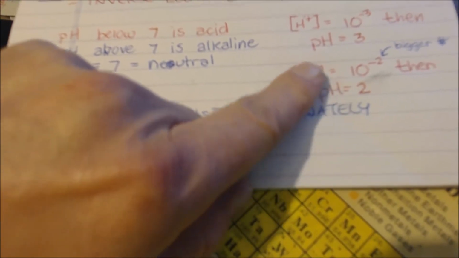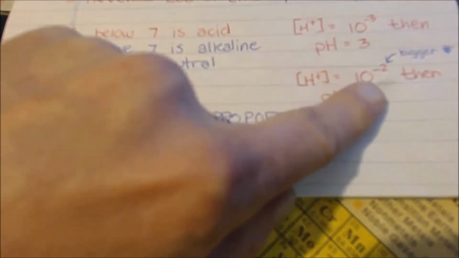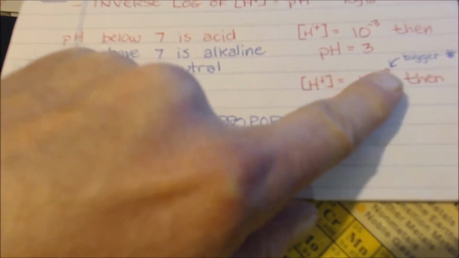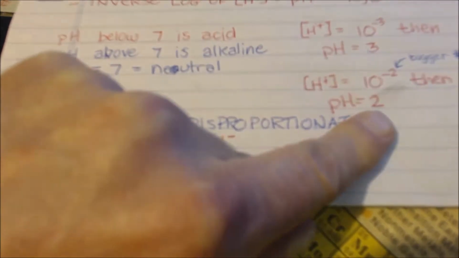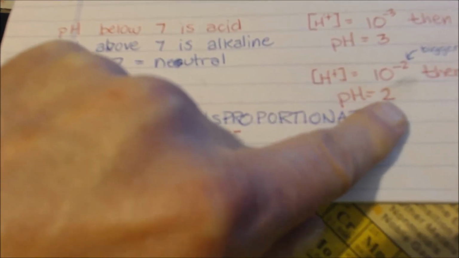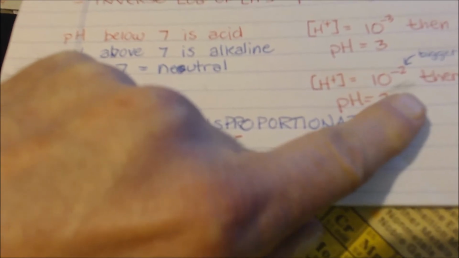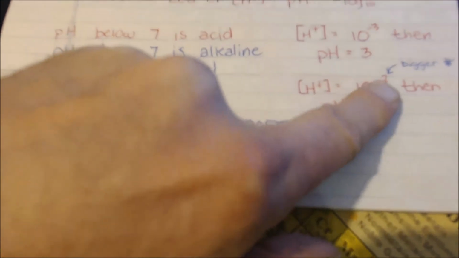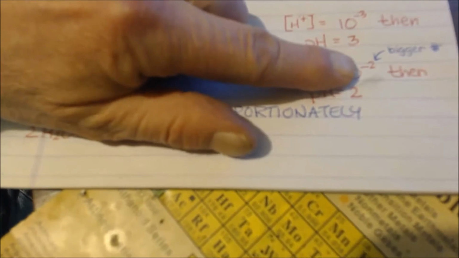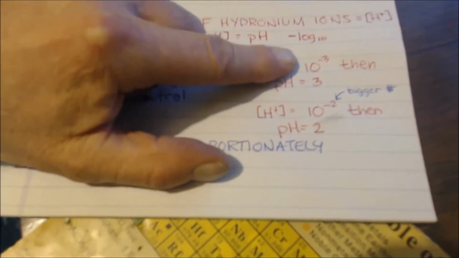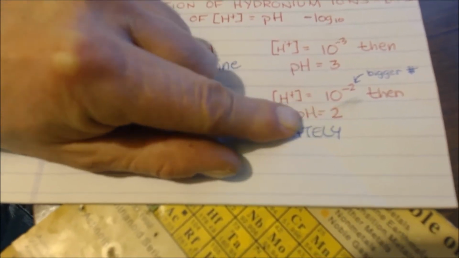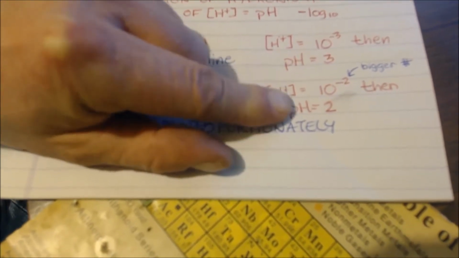That's why when you get more hydronium ions, it's more acidic, right? That's why it fools you with the pH, because the pH isn't telling you the concentration of the protons or hydronium ions. It's giving you the negative inverse log. So see how this 10 to the negative 2 is actually a bigger number than 10 to the negative 3, but the pH went down. It went up here, but it went down here on the pH. Concentration went up, pH went down.